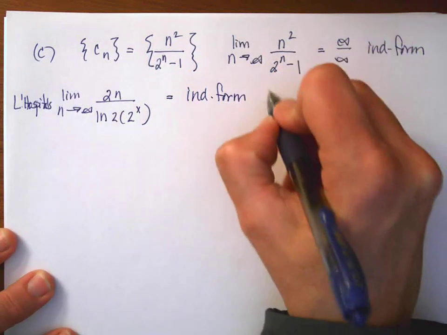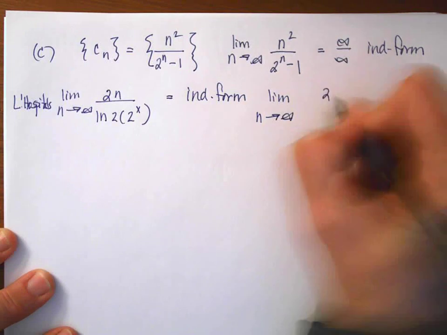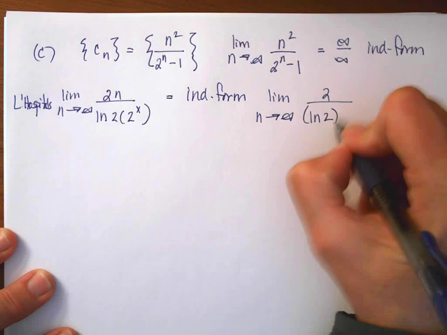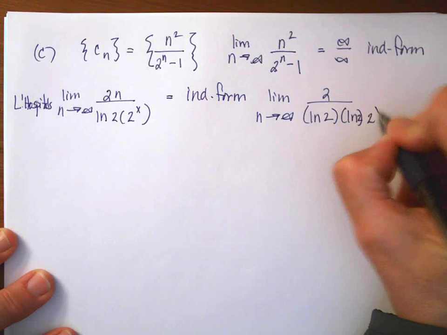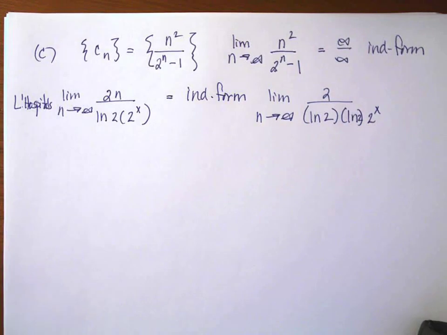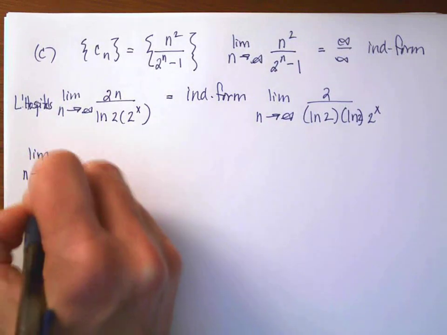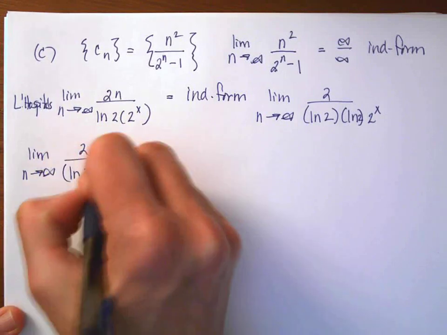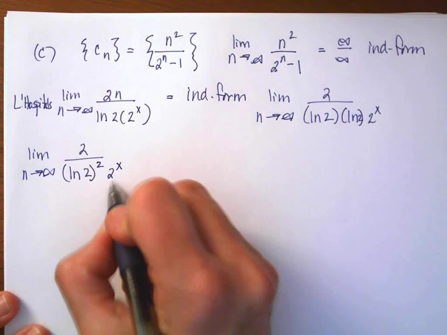So I'm going to take the derivative again. So then it's going to be the limit as n approaches infinity of 2 over the natural log of 2 times the natural log of 2 times 2 to the x. And then if I cleaned that up just a little bit, this would be the limit as n approaches infinity of 2 over the natural log of 2 squared times 2 to the x.